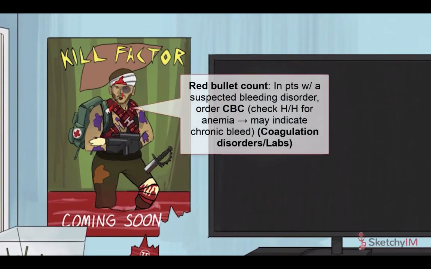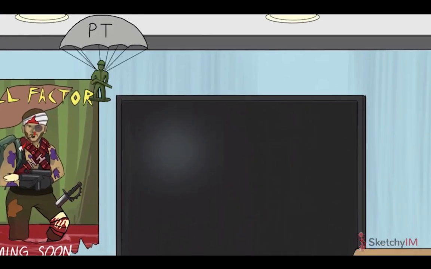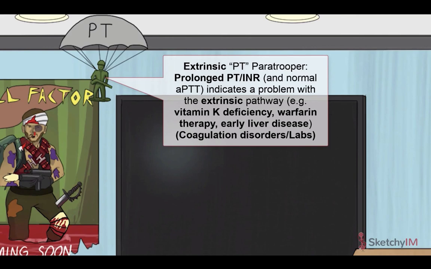If you suspect that your patient has a coagulation disorder, get a CBC and check that hemoglobin and hematocrit to look for anemia, which could indicate chronic bleeding that might not otherwise be clinically obvious. Next, get coagulation studies, including PT and APTT, which will help you evaluate the integrity of the clotting cascade.